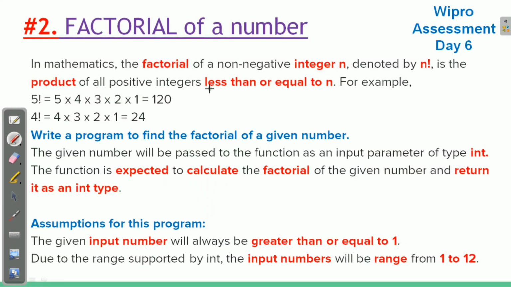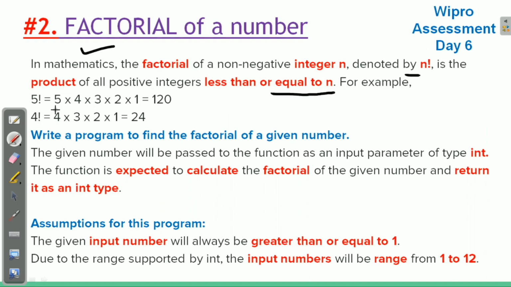Hello friends, today we will discuss another problem of Wipro assessment. The problem is to find the factorial of a number. Here it is given that in mathematics, the factorial of a non-negative integer n, which is denoted by n factorial, is the product of all positive integers less than or equal to n.